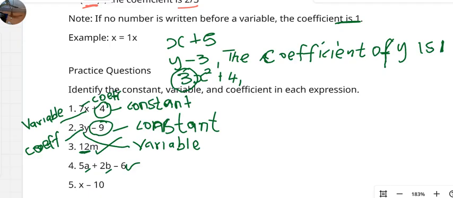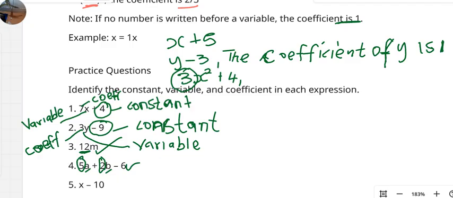Because we have more than one variable, you can find the coefficient of A. The coefficient of A is that number that's attached to A. So come to A. What is that number? The number is 5. Let me circle it. So the coefficient of A here is 5. Remember, we can find the coefficient of B too, which is the number that's attached to B. And that number is 2. So the coefficient of B is 2.